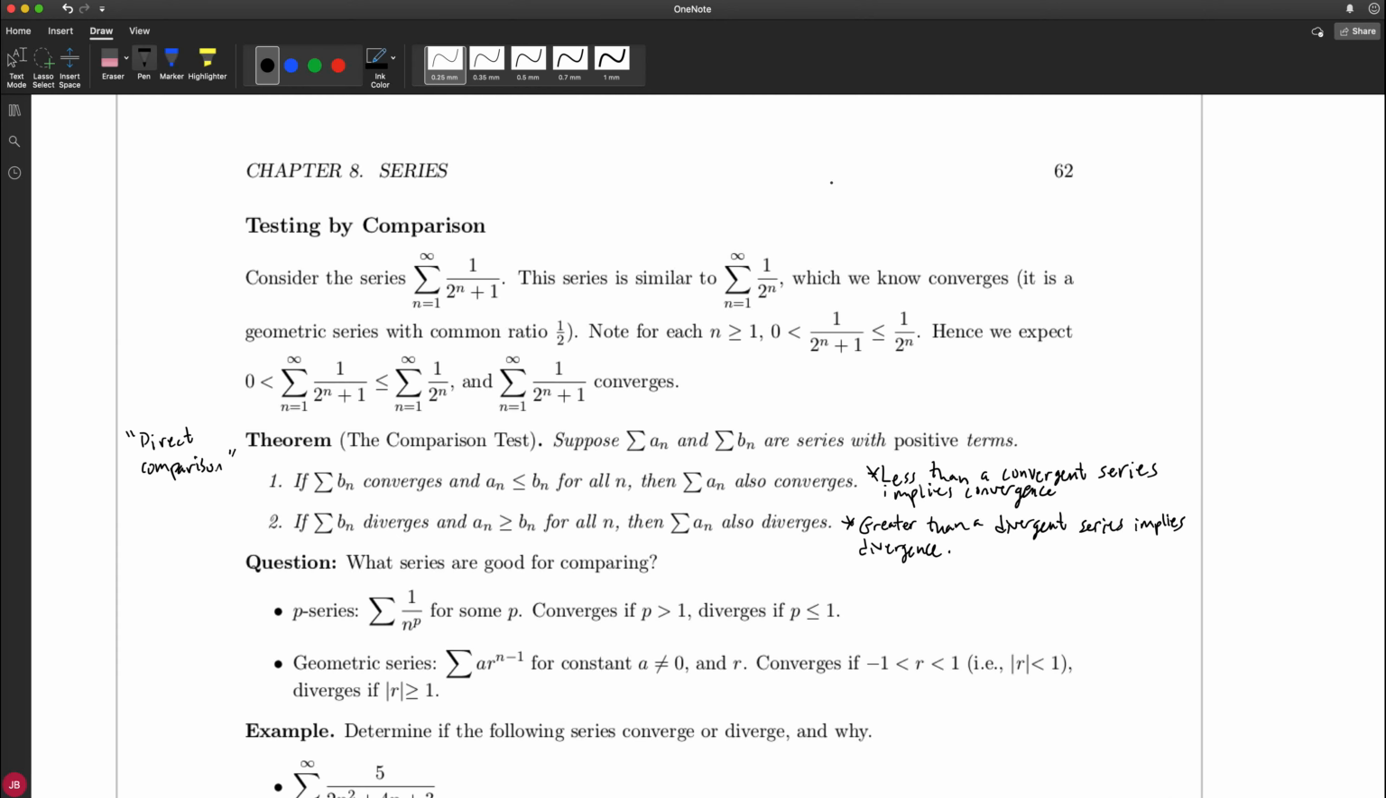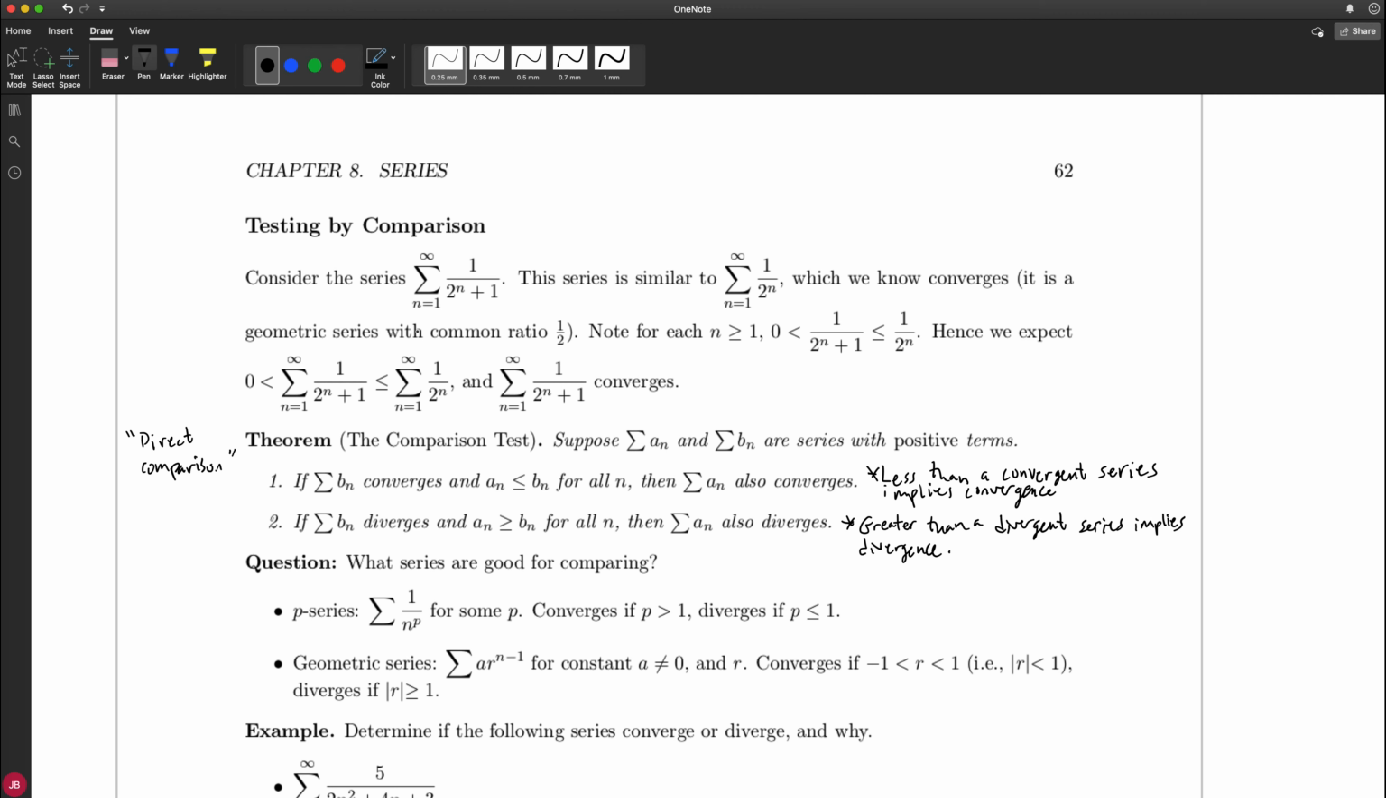Hello and welcome to the second part of section 8.3 where we're going to learn about testing by comparison. There are actually two types of tests for comparison. The first of which is called direct comparison, which is on this page, page 62. And then there is something called limit comparison, which is on the following page, 63. But for now, let's do direct comparison.